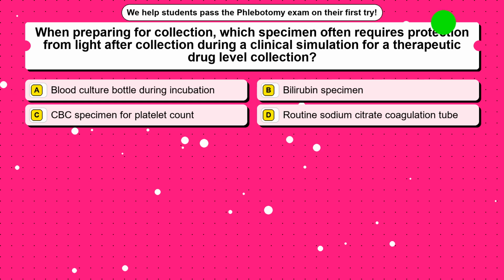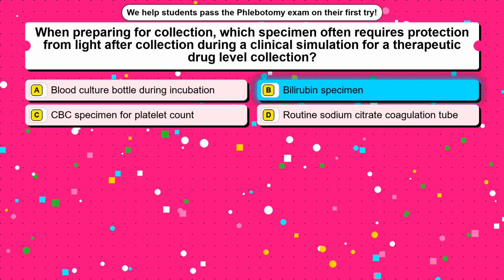Question 32. When preparing for collection, which specimen often requires protection from light after collection during a clinical simulation for a therapeutic drug level collection? Option A. Blood culture bottle during incubation. Option B. Bilirubin specimen. Option C. CBC specimen for platelet count. Option D. Routine sodium citrate coagulation tube.